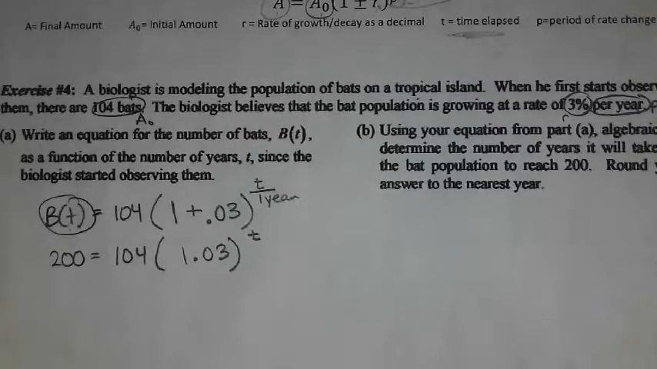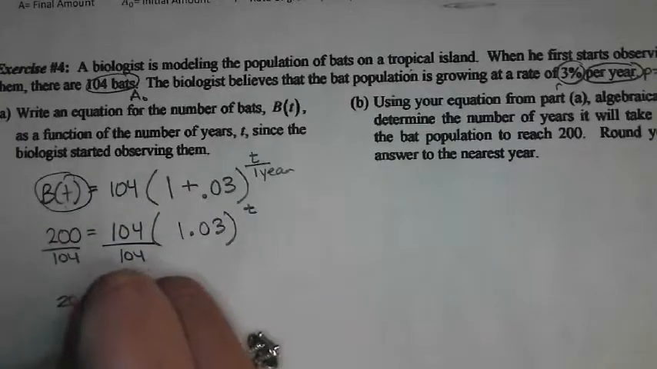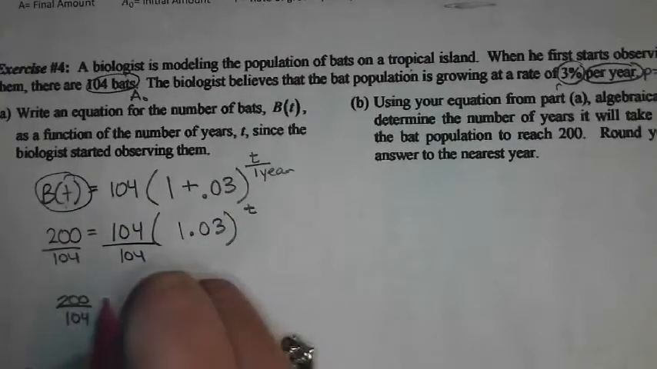Then what do I do? Bring the T out in front. Excellent. Then divide by log of 1.03. So I have a minute. I'm going to fly through that. Hopefully you already got started. Divide by 104. I'm just going to leave it 200 divided by 104.